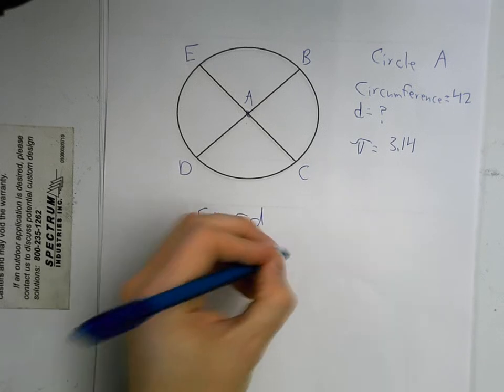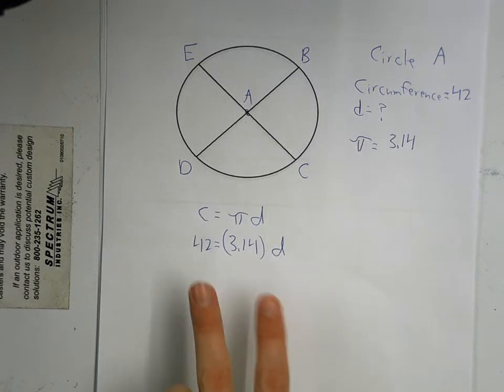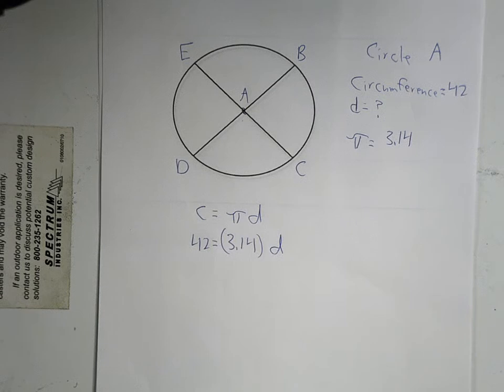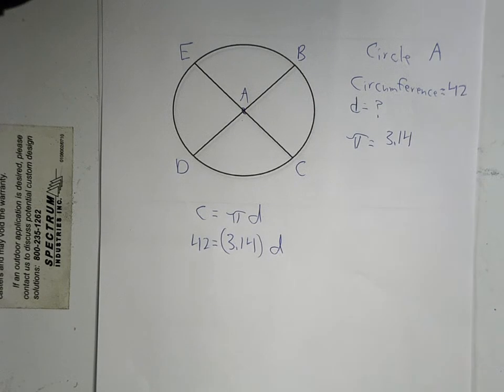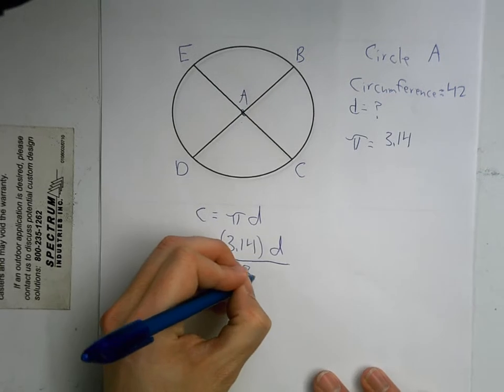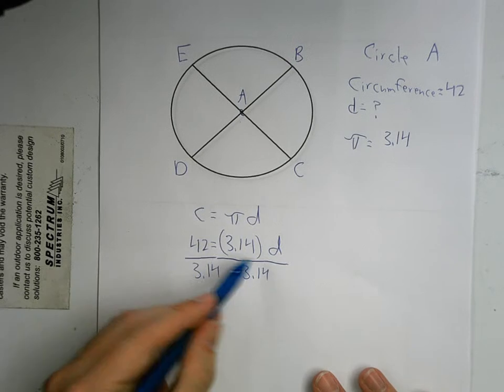And we're going to multiply that by d. Do we know what d is yet? No, because that's what we're trying to find, aren't we? So what do we do now? You should all know what to do at this point, because we've done equations like this a ton. Inverse operation. 3.14 times d. What's the inverse operation of that? Yeah, division. So I have to divide both sides by 3.14 to get that d by itself.